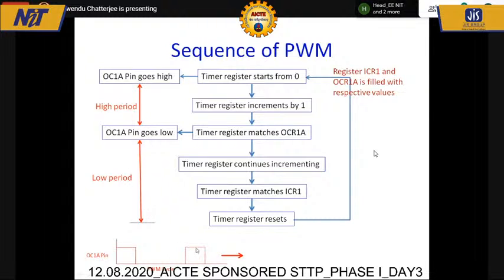So in this way, high and low continue and the PWM cycle proceeds at the time period set by us. Now we will have to set it according to our requirement. Note the registers ICR1 and OCR1A. These registers are required to be filled with our respective values.